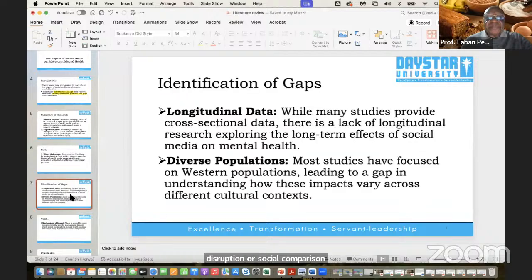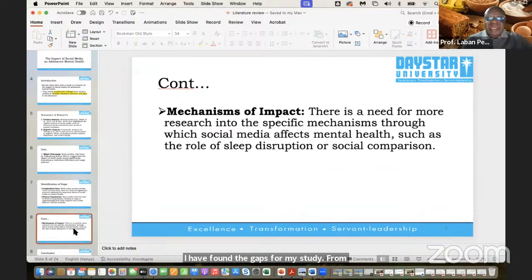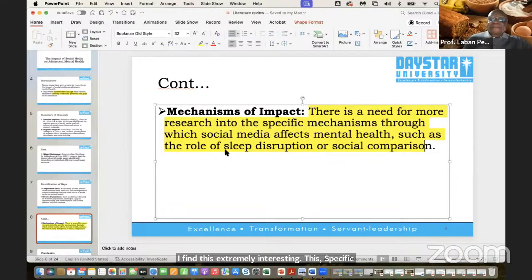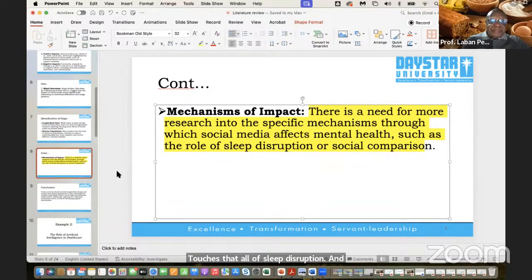I have found gaps for my study from this literature, from these articles. I find this very interesting. I find this extremely interesting. These specific mechanisms, one would do a study there, such as the role of sleep disruption and social comparison.